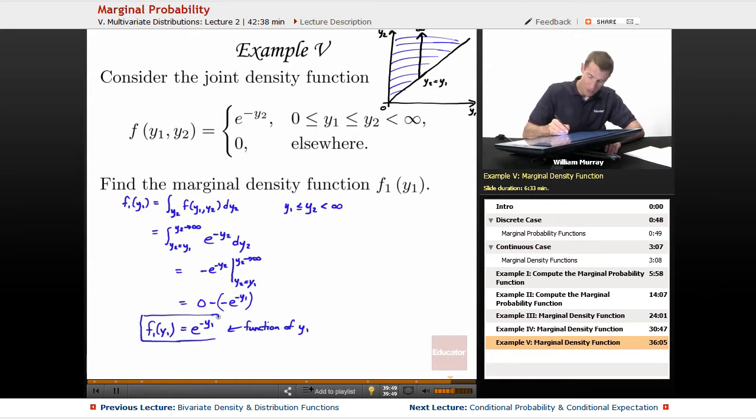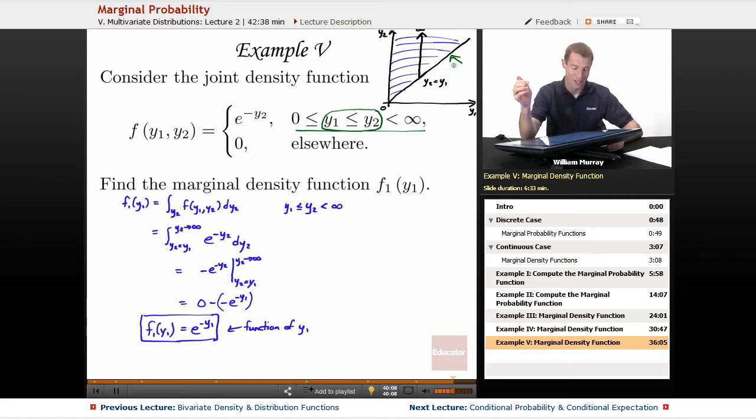Let me recap the steps on this. First, I tried to graph this region. y1 and y2 both go from 0 to infinity, but we're only looking at the region where y2 is bigger than y1, so that's why we have this upper triangular region, all the region above the line y equals x. And then to find the marginal density function for y1, we have to integrate over y2. There's always this variable switch that's very confusing. So in order to find the region of integration, I tried to describe that region in terms of y2.